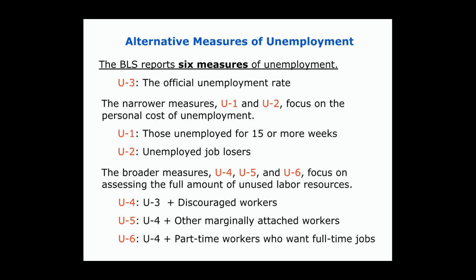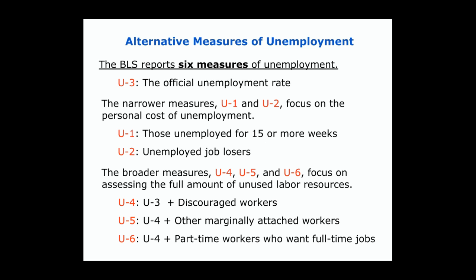And so what the BLS does is we have this official U3 measurement. That's the one that we use the most. But we actually have 6 measurements. We have U1 through U6. U1 and 2 are more narrow measures. They try to focus in on specific types of unemployed people. U3 is the standard measurement of unemployment that we talked about.